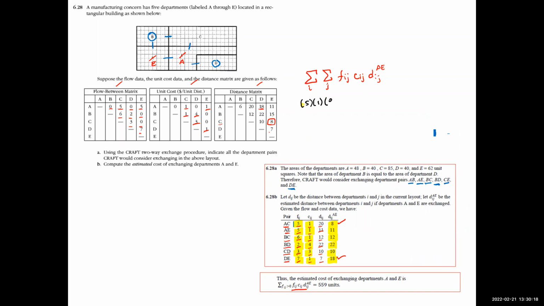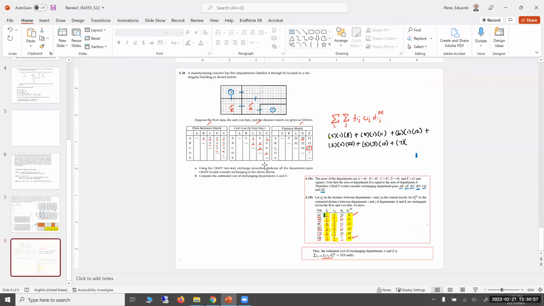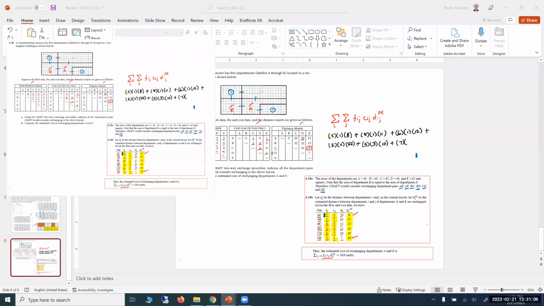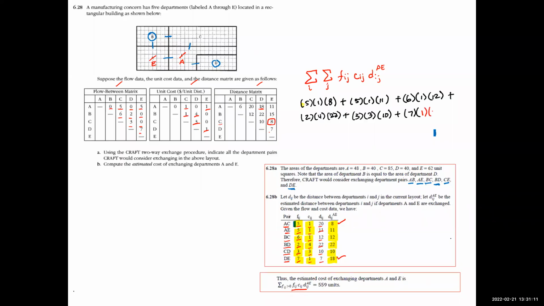Pi times 1 times 8 plus pi times 1 times 11 plus 6 times 1 times 12 plus 2 times 4 times 22 plus 3 times 3 times 10, 7 times 1, oops. Seven times 1 times 18, and that cost is 559 units, which is what you have here.